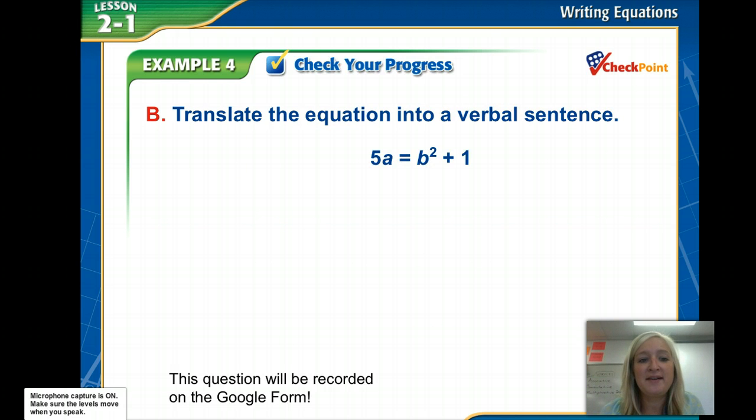Now, this is our open-ended question. What I want you to do is translate this equation into a verbal sentence. Write it down on your paper because you're going to be recording your answer on the Google form located on my Google site. So take a minute to translate this equation into a sentence. This is actually our last problem for today's lesson.